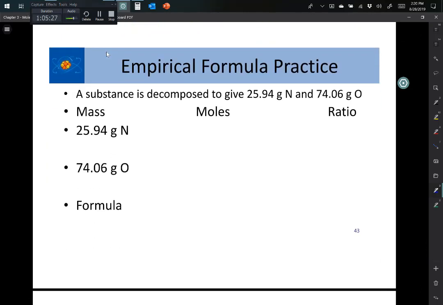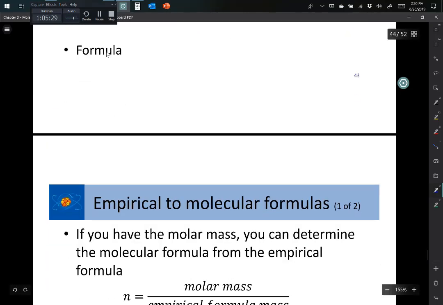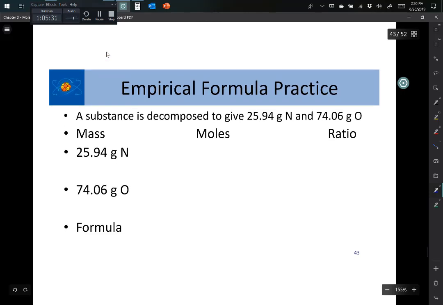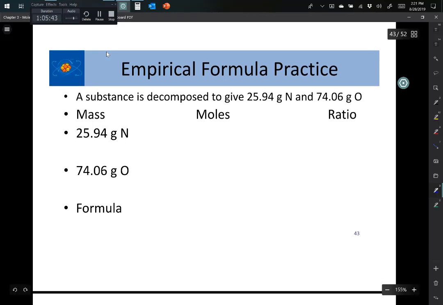And for your practicing pleasure, go ahead and figure out the empirical formula for this. I will be silently writing up here while you guys work on it. All right. And you could look up periodically to see if you're doing that correctly.